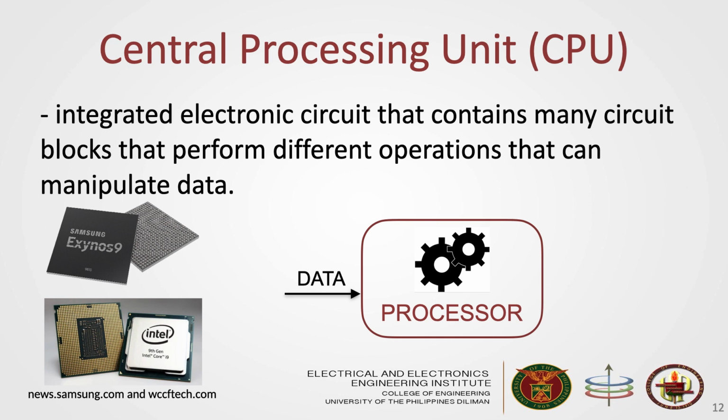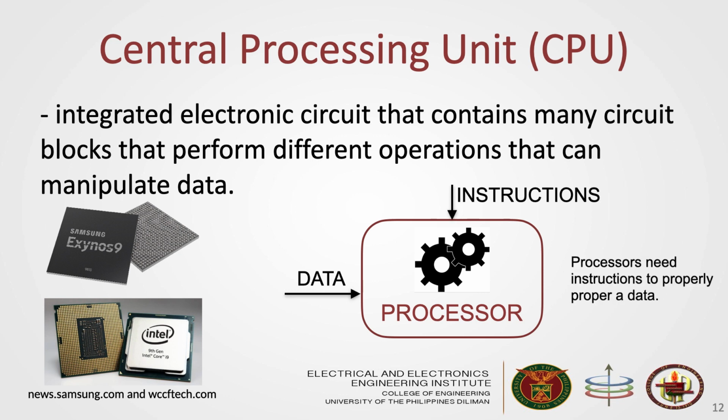Next is the Central Processing Unit, or simply processor. Processors are integrated electronic circuits that contain many circuit blocks that perform different operations that can manipulate data. However, even if data goes into the processor, it would not know what to do with it. To be able to manipulate the data properly, it needs instructions that will tell which operation to use and how data is transferred from one block to another.